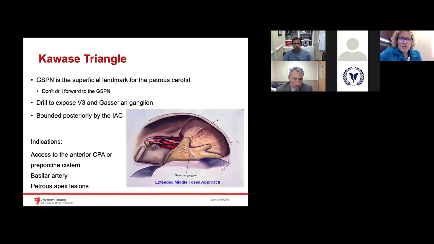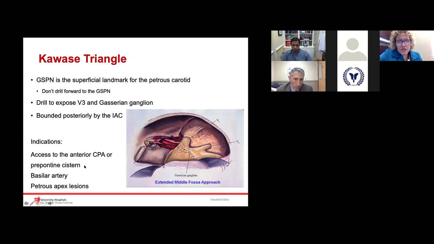I just wanted to mention another way that we use the middle fossa approach, and that's to drill out that anterior trough a little bit more into Kawase's triangle. This is the triangle, or I should say parallelogram, of bone between the anterior internal auditory canal, from C to B, the petrous ridge, and the gasserian ganglion. The greater superficial petrosal nerve in this area will be your surface landmark for the horizontal portion of the petrous carotid. So you don't really want to drill out there too much if you can avoid it.